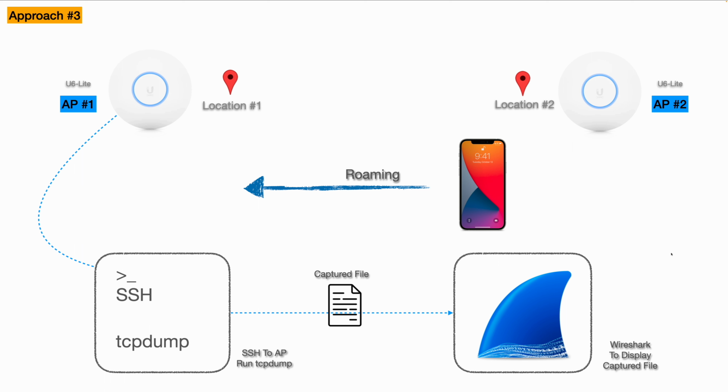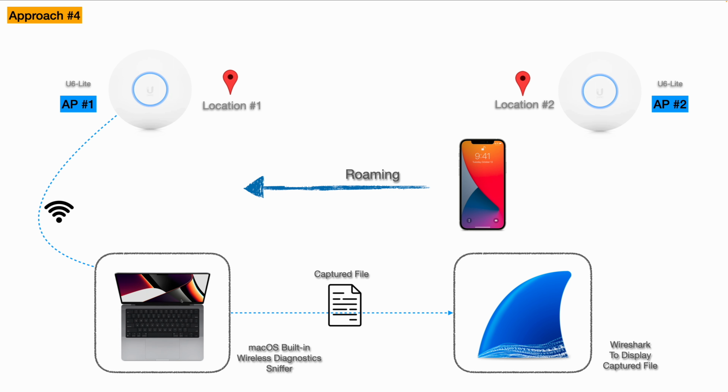And the third approach, capture the packets within the AP instead of in the client. You will see, yes, it will be able to capture something, but not what we want. And the fourth approach is successful, but not very convenient. In this way, I'm going to first use Sniffer, which comes with macOS. Once the file is captured, I'm going to use Wireshark just to view it.